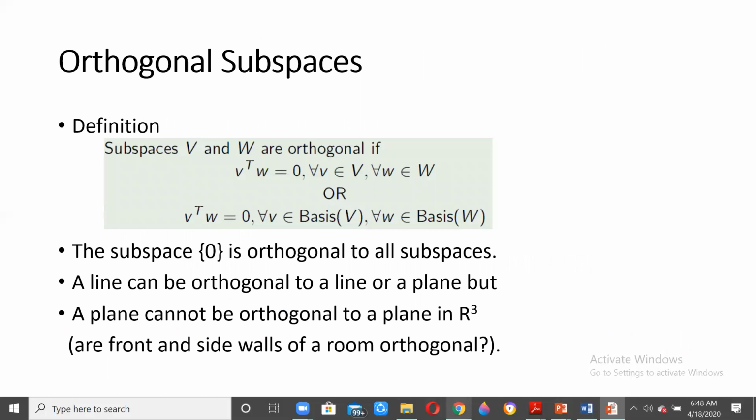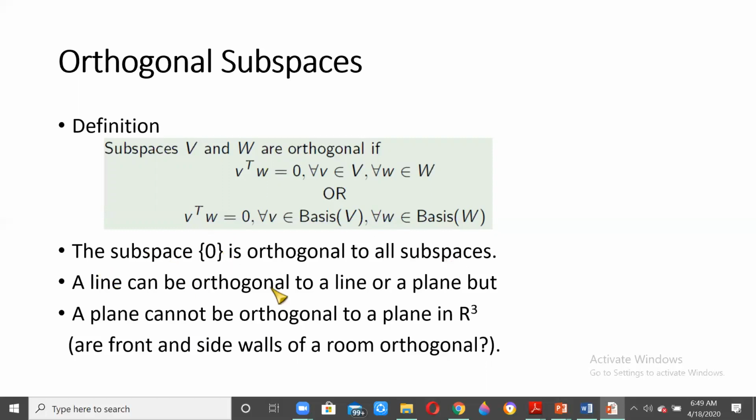Subspaces V and W are orthogonal if v transpose w is equal to 0 for all small v belonging to the vector subspace capital V, and all small w belonging to the vector space capital W. Or we can say v transpose w is equal to 0 for all v belonging to the basis of V and for all w belonging to the basis of W. The subspace corresponding to the zero vector is orthogonal to all subspaces.